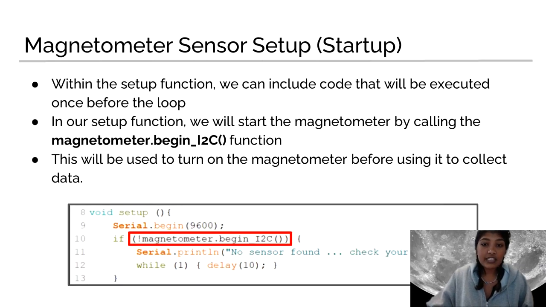The magnetometer sensor setup, startup. Within the setup function, we can include code that will be executed once before the loop. In our setup function, we will start the magnetometer by calling the magnetometer.begin_I2C function. This will be used to turn on the magnetometer before using it to collect the data.